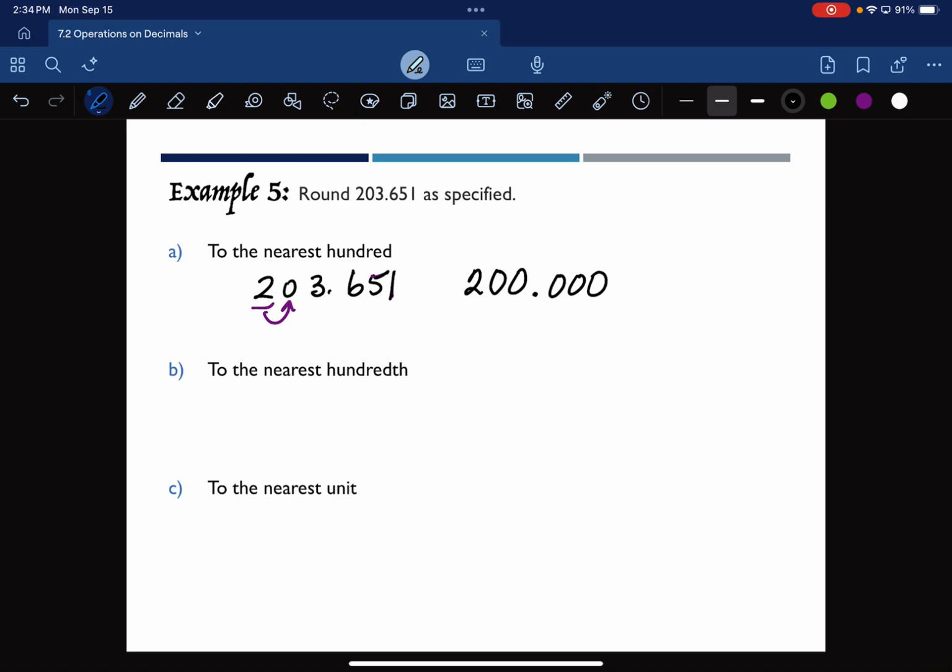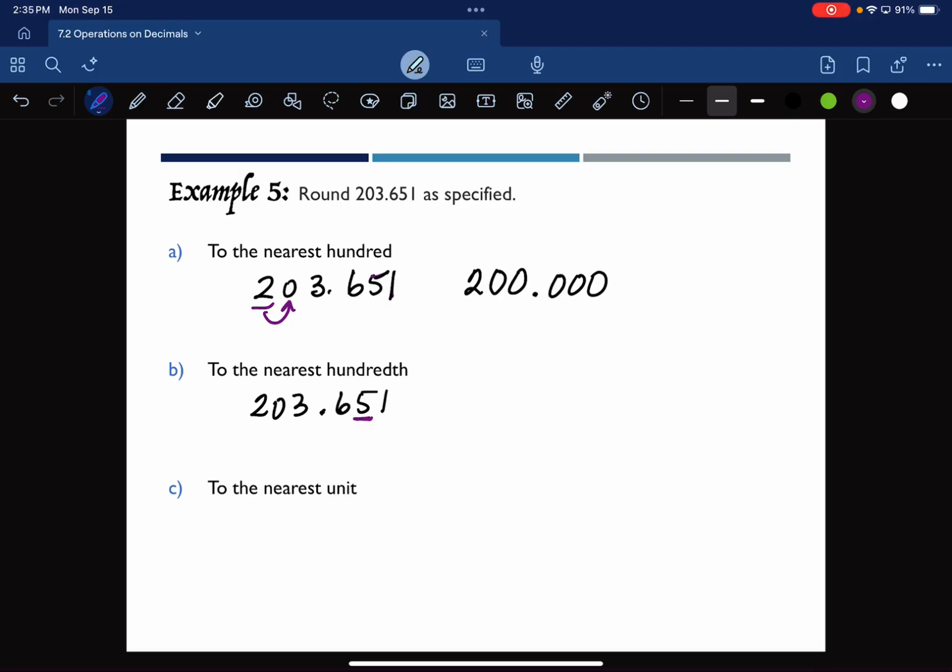If you just write it as 200, that's okay. But I want to be really clear that everything is still sort of there, but it's all in 0 form now, at least for our notes. The next one says nearest hundredth, 203. We'll get it written right this time, 651. All right, hundredths place. What number is in the hundredths place? That's the 5.